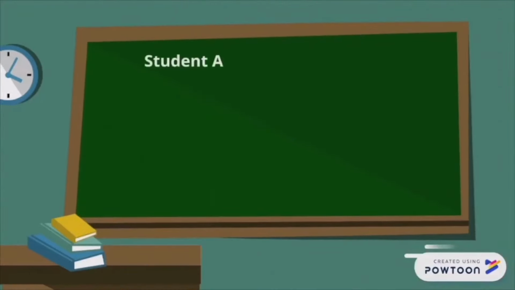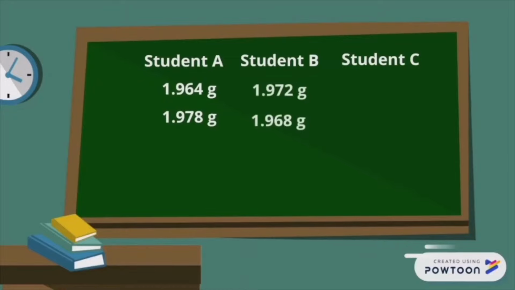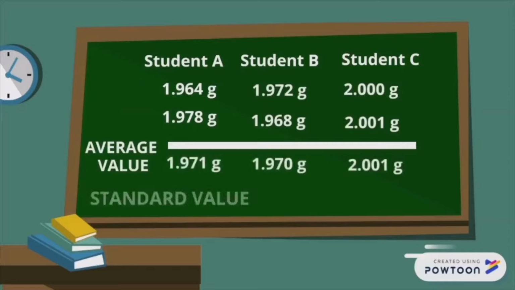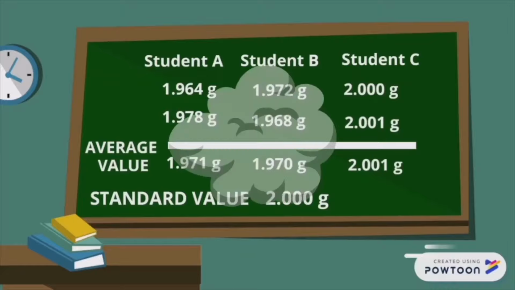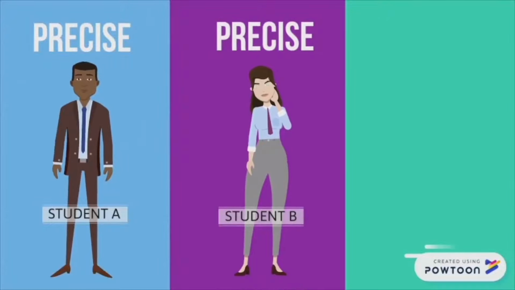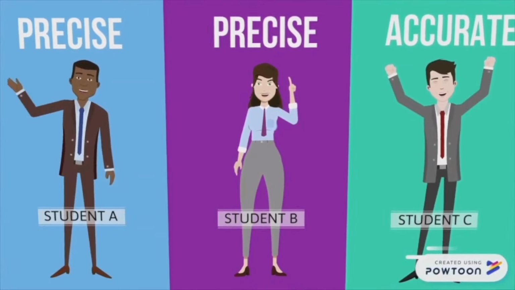Example, there are 3 students, student A, B, and C. Their average weight was computed. Student A weighs 1.971 grams, student B is 1.970 grams, and student C is 2.00 grams, and the standard value was 2 grams. The results were given. Student A's weight is precise, same goes for student B, and lastly, student C's weight is accurate.